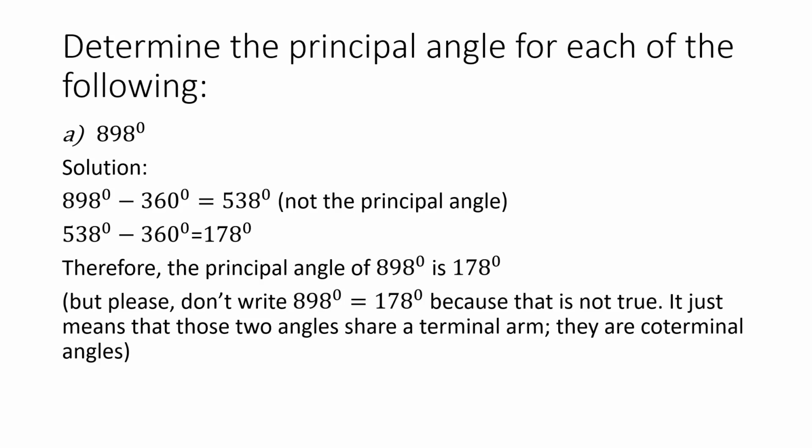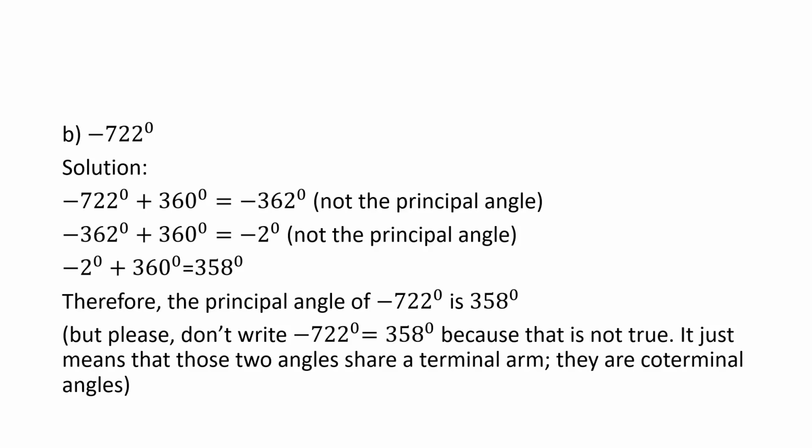So what if we wanted to determine the principal angle for the angle 898 degrees? Well, that's not between 0 and 360. So we subtract 360 degrees, we get 538. Still not between 0 and 360. Subtract 360 again, and we get 178 degrees. What we've just shown is that 898 degrees is coterminal with 178 degrees. Don't say that they're equal, but they are coterminal, and we can say that 178 degrees is the principal angle of 898 degrees.